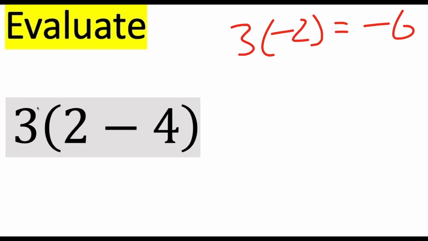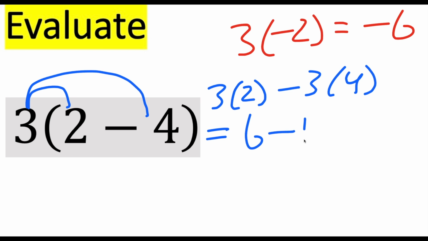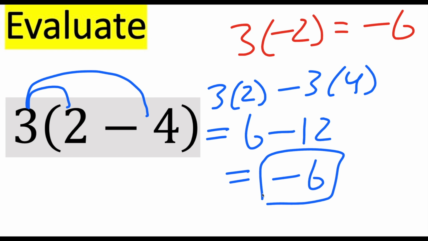Now I'm going to show you again the distributive property. So with the distributive property, we distribute. So 3 times 2, and then 3 times negative 4. So let's write this out. So 3 times 2 minus 3 times 4. And we know 3 times 2 is 6. 6 minus, so we have 3 times 4. 3 times 4 is 12, so minus 12. So 6 minus 12 is negative 6. So again, it matched. The distributive property matched.